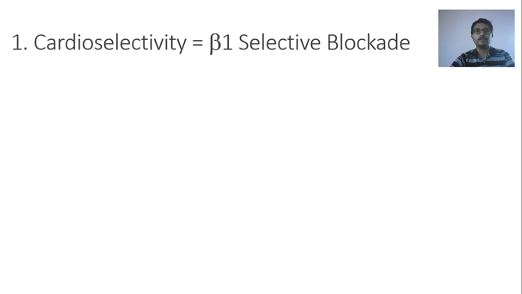Cardioselectivity, in other words, means the beta blocker is blocking only those beta adrenergic receptors that are located in the heart. In the heart, there is only beta 1 type of adrenergic receptors. So cardioselectivity, in other words, means beta 1 selective blockade. Okay, this has certain advantages and certain disadvantages. Advantages can be summarized as A, B, C, D, E.